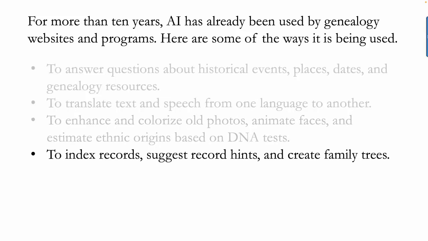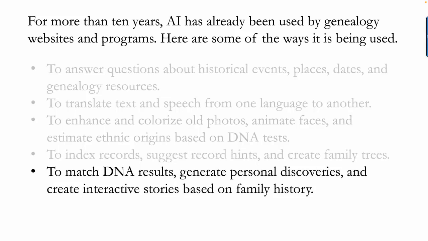It also is being used to index records, suggest record hints, and create family trees. There are programs today that are computer-generated family trees. You may think, that doesn't sound like it's going to be very accurate. They can't possibly be accurate. But if you had one that was generating a family tree and giving you all of the sources where that information came from at the same time, then I think you would begin to understand that could be something very, very useful. It will also match DNA results with other people, the matching programs. All of those are higher level computer programs, and they can create things like family histories or a biography of a person from all of the facts that it can glean online and the sources that are available.